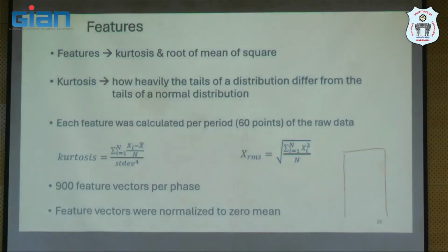So if this is the kurtosis vector, with some values in it, I will calculate the mean of this entire vector, and then I will subtract the mean from each data point, and the new calculated value is the training data set value. Okay? So feature vectors were normalized to zero mean: the mean was calculated and subtracted from the kurtosis value that was originally calculated. This way we will have positive and negative values of kurtosis equally spread out. So that's the idea.